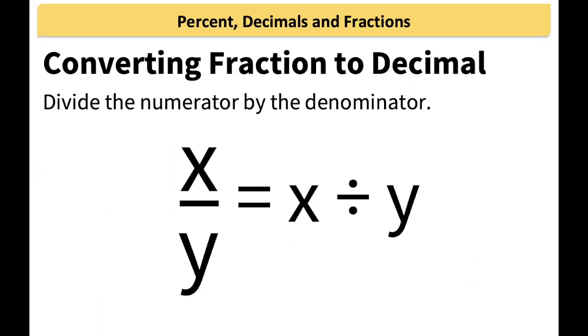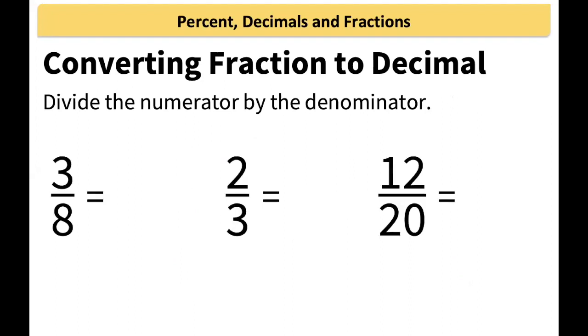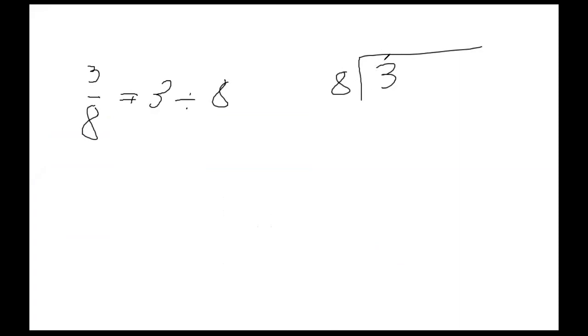Okay, how about converting fraction to decimal? Madali lang to. Just divide the numerator by the denominator. Okay? So, for example, here we have 3/8, 2/3, and 12/20. So, itry natin to isa-isa. Okay, so first one, we have 3/8. If we divide, so this is equal to 3 divided by 8 or ganito. Okay? So, 3, mas maliit siya than 8. So, we add decimal point and 0. So, here we will have 0 point something.